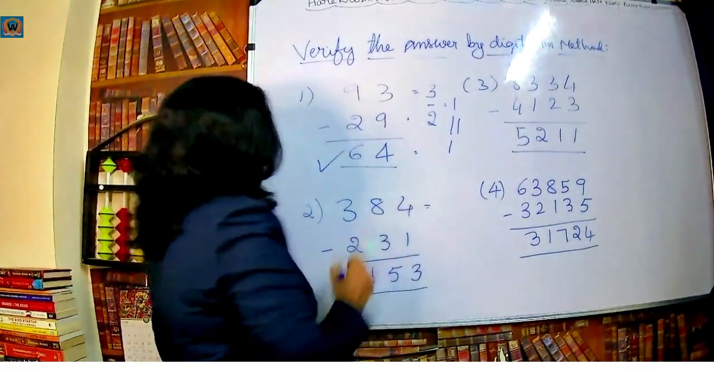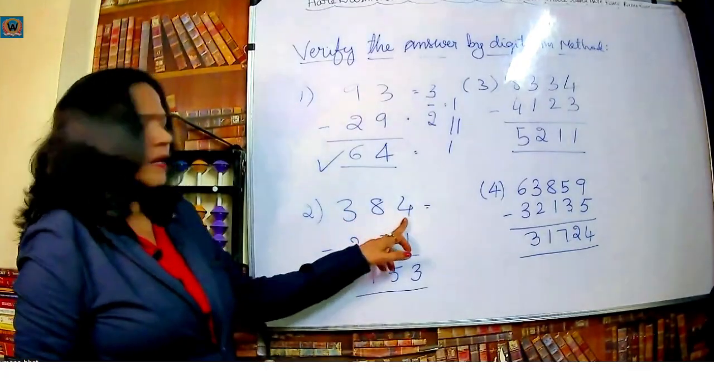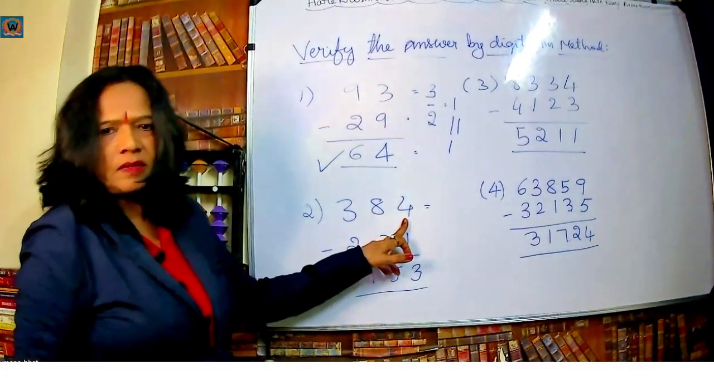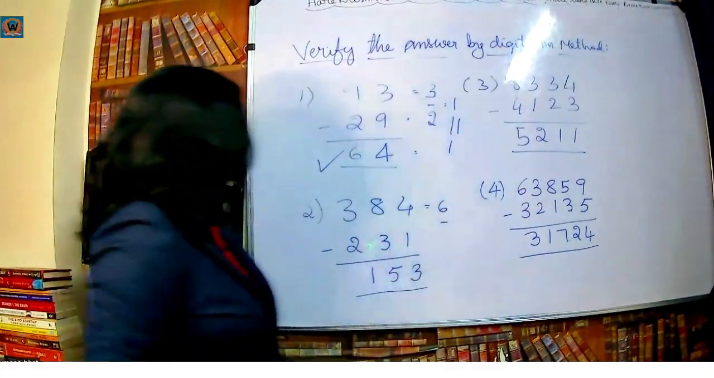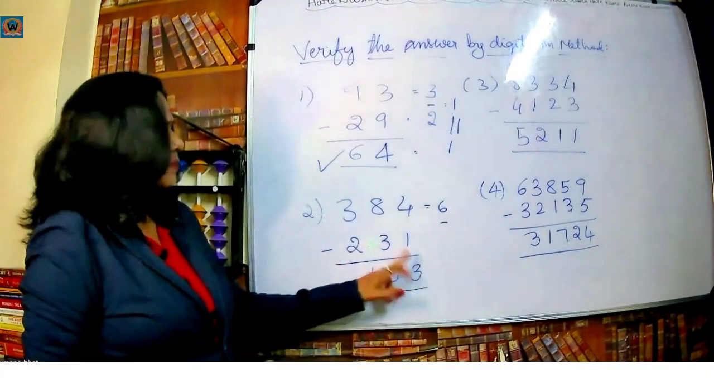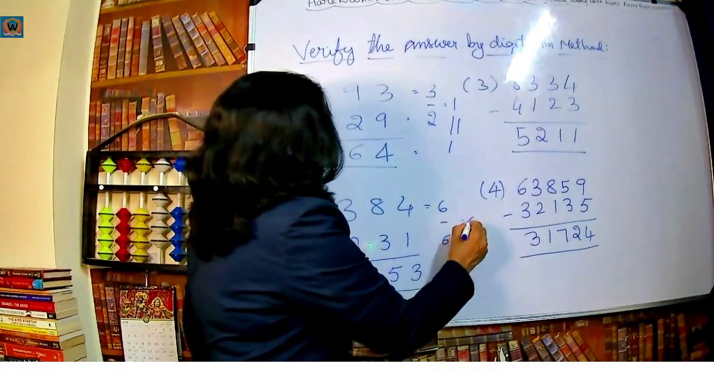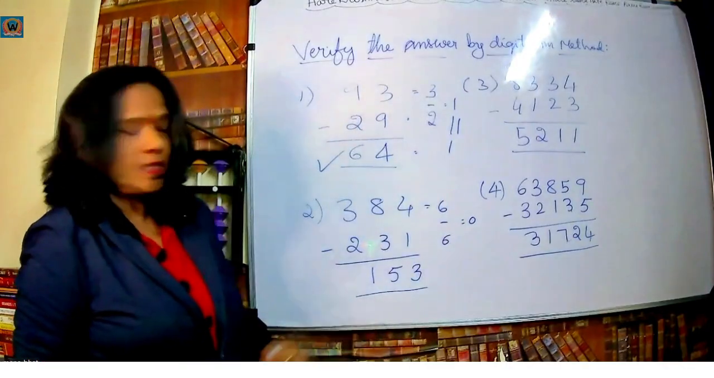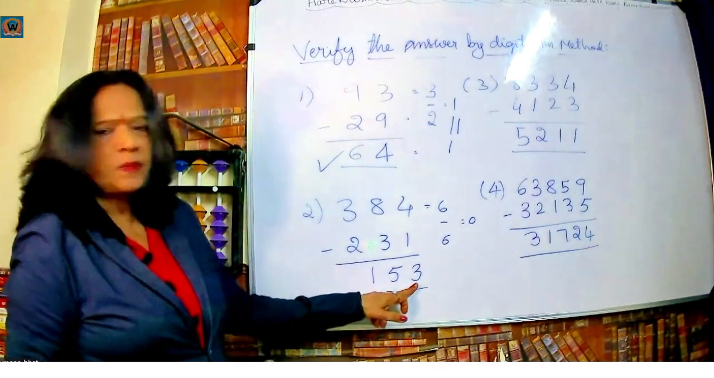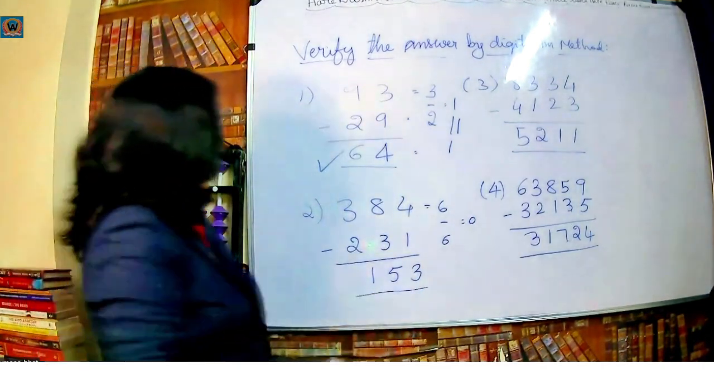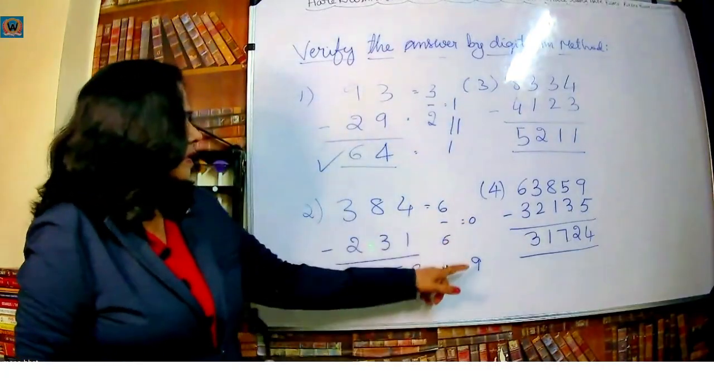Okay. Do the digits. 3 plus 8, 11. 11 plus 4 is 15. 1 plus 5, that is 6. Minus here. 2 plus 3, 5. 5 plus 1, 6. We got 6 here. 6 minus 6, we got 0. Okay. Let us see here. 1 plus 5 is 6. 6 plus 3, we got 9. This is 9. Yeah. 0 we got, 9 we got.